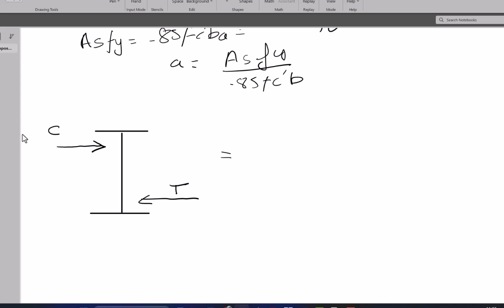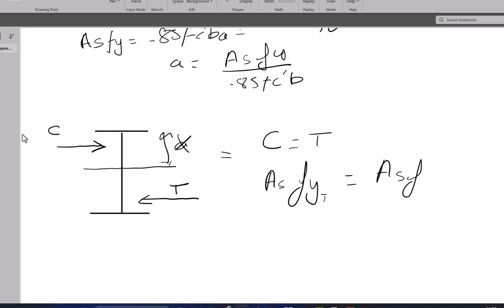In the case of concrete, it is not isotropic because its properties in compression are not similar to its properties in tension. However, this is not the case in steel. Steel is similar in tension and compression. So C equals T, and this time we don't need any a because it's pretty clear that this is going to balance out. So C is going to be As fy for the top, and As fy for the bottom. This is how the equation balances in the steel beam.